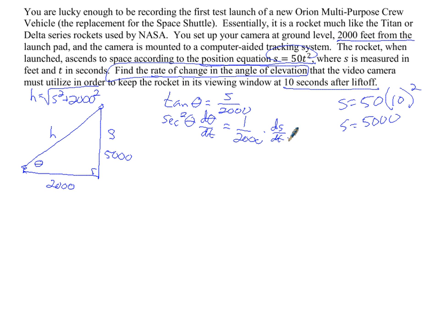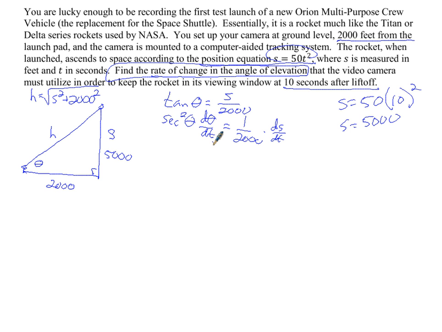Okay, now what are we looking for here? What's the thing we are trying to find? We're trying to find d theta over dt, the rate of change in the angle of elevation. That's what the computer needs to know to track this thing. So we are solving for this. So what should I do?